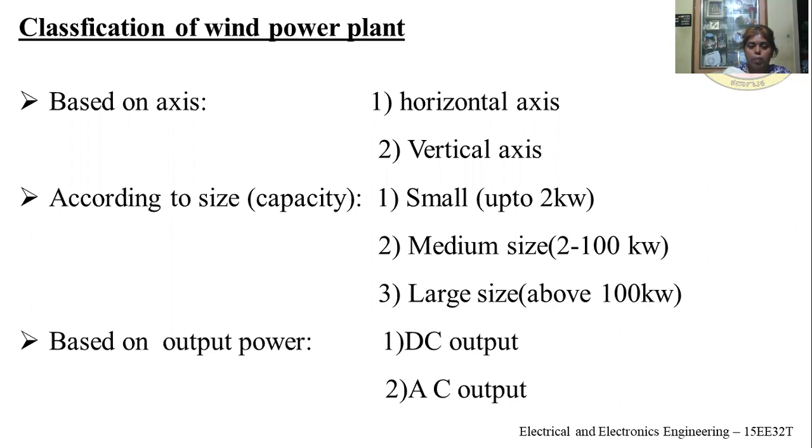The next one is based on the output power. There are two types of classification of the wind power plant. The first one is DC output, the second one is AC output wind power plant. So these are some of the classifications of the wind power plant based on the axis, according to the size, and based on the output power.